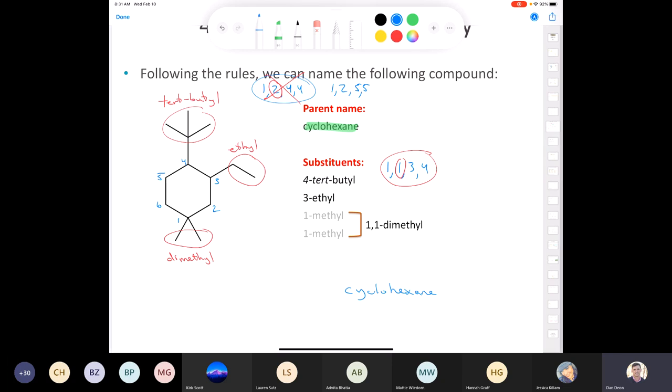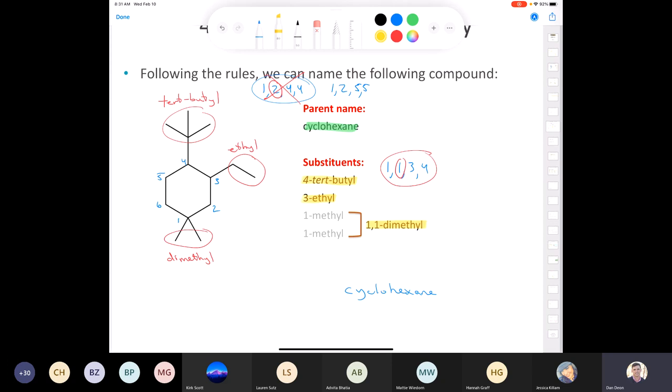Now we have our substituents. We have a tert-butyl in the 4 position. That means we have a 4-tert-butyl. We have an ethyl at the 3rd carbon, so that's a 3-ethyl, and we have 2 methyls on the same carbon. So instead of saying one dimethyl, we give a locant for every single substituent. A locant is a number, so it's 1,1-dimethyl. Di meaning two.